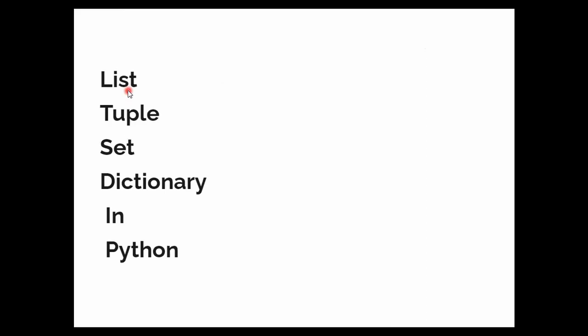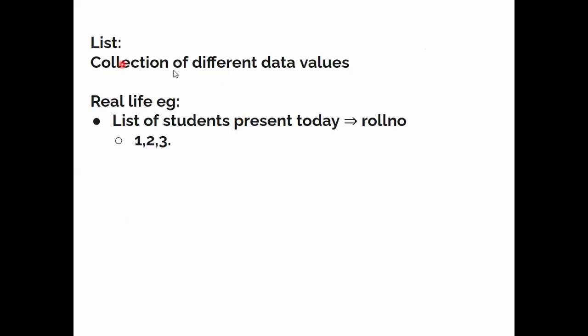Today we will discuss list, tuple, set, dictionary in Python. So what is a list? A list is a collection of different data values. These different data values are nothing but the values of different data types. We had already discussed different data types in one video named data types in Python.